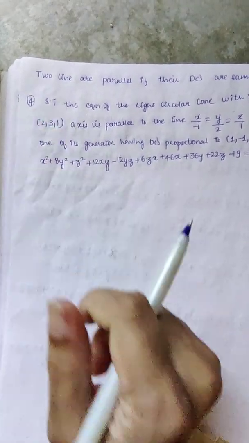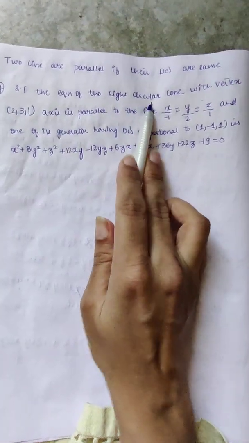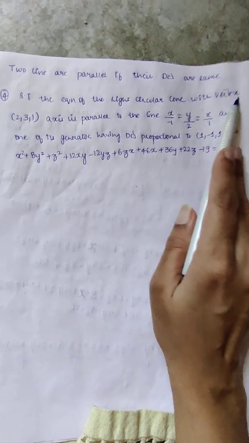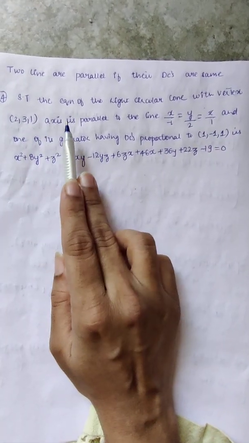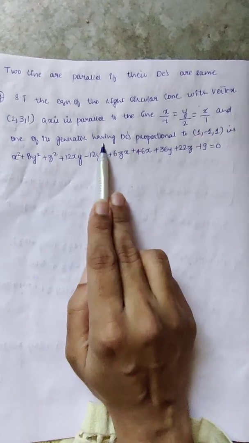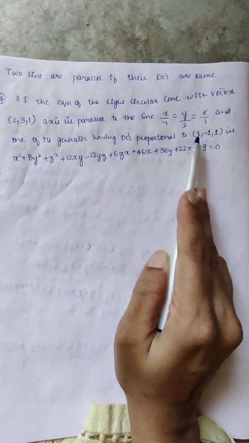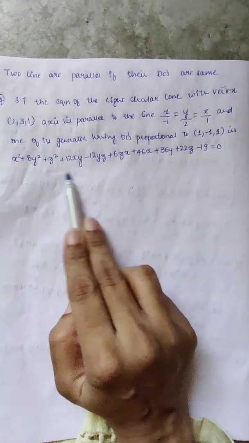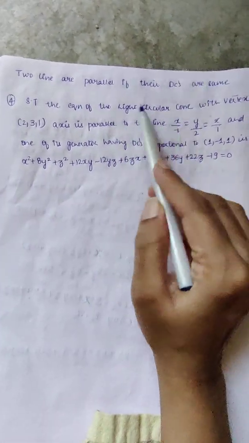So I have a question which states: show that the equation of a right circular cone with vertex (2, 3, 1), axis parallel to this line, and one of its generators having DCs proportional to 1, -1, is this. Basically, I have to show that my right circular cone looks like this.